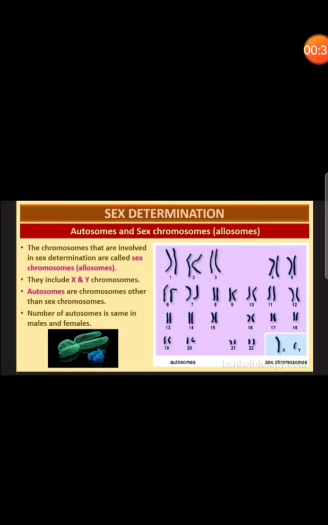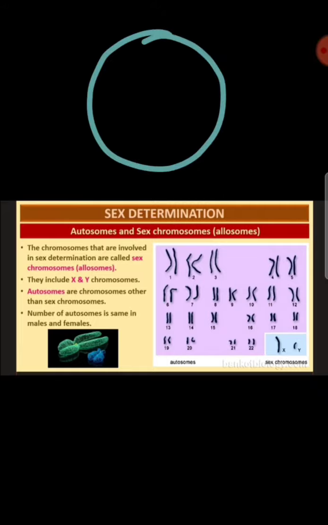All the organisms are made up of cells, we know it, right? The cells will have three major parts: the cell membrane, the nucleus and the cytoplasm. These are the three major parts of the cell, and inside the nucleus the chromosomes will be present.